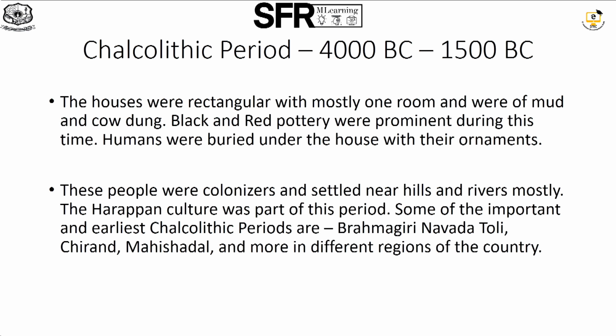During the Chalcolithic period houses were rectangular. During the Neolithic period we saw that houses were circular in shape. They used reed and mud for making houses, and now in the Chalcolithic period houses were rectangular in shape and made of mud and cow dung. Black and red pottery were prominent during this time, and humans were buried under the house with their ornaments.